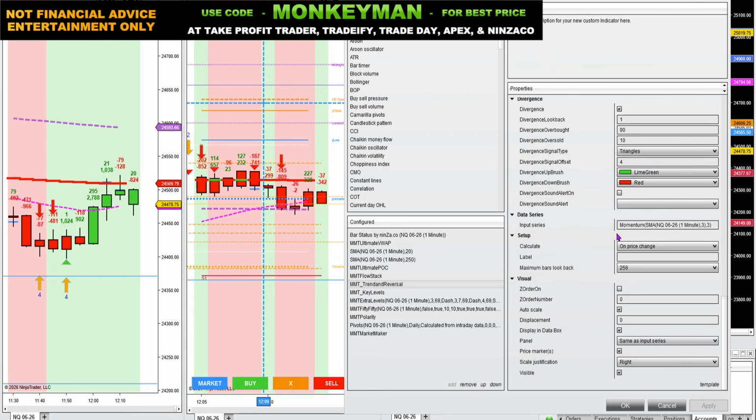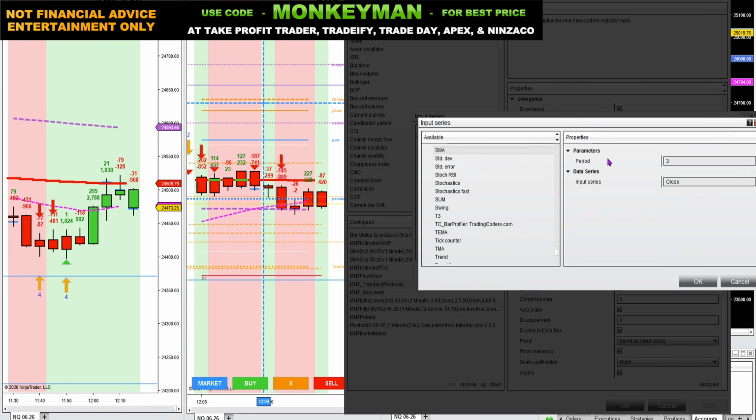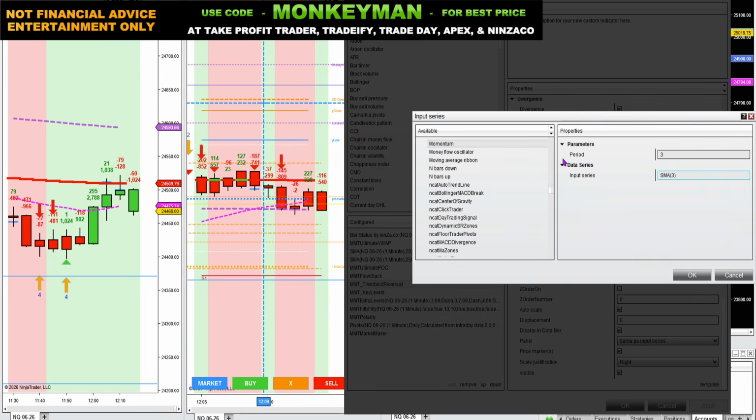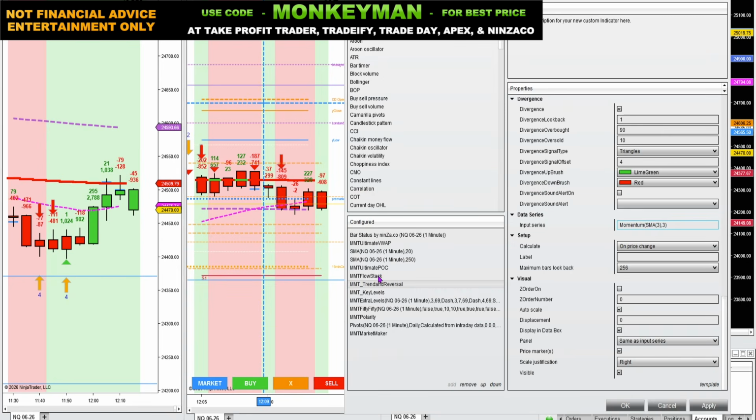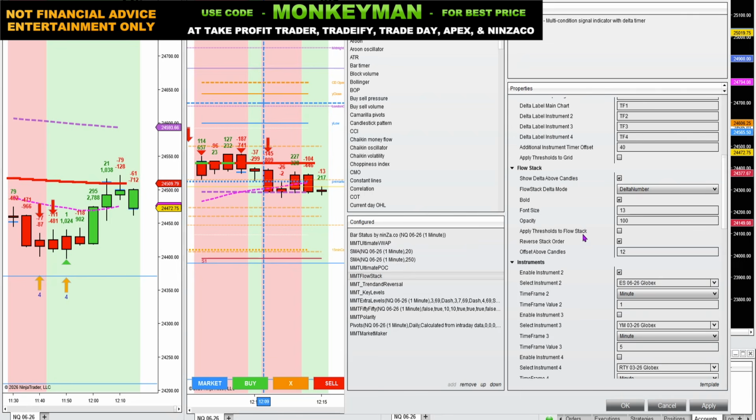The input series is the momentum of the 3-period SMA. So in my input series, I've got the momentum selected. The momentum is also a period of 3. And then for the input series of the momentum, I've got the SMA, period of 3. So the momentum of the 3-period SMA is my input series. For the flow stack, I've got the ES 1 minute data series activated. And then on the 5 minute chart, I've got the ES 5 minute data series activated. I've got the delta above candles activated.